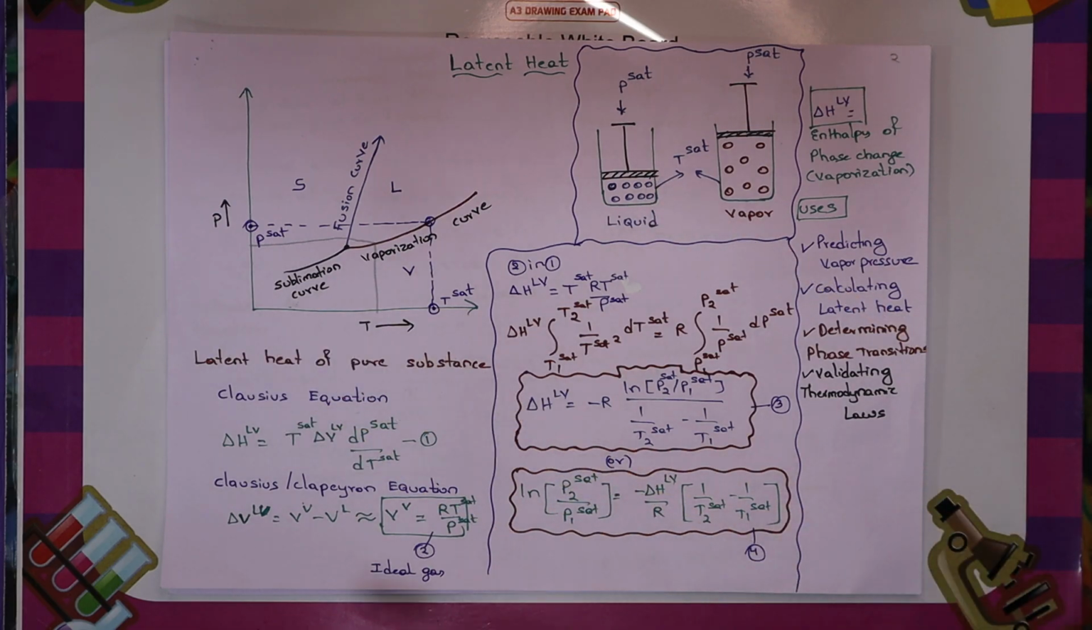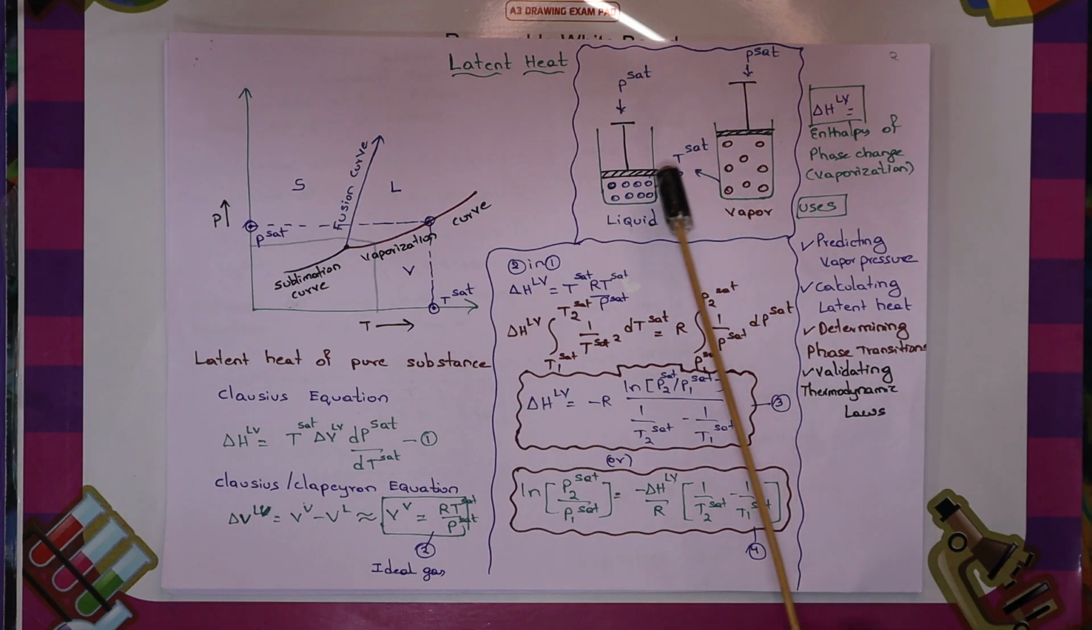So, latent heat of a pure substance. Clausius came up with this equation. If you want to find the enthalpy change from the liquid state to the vapor state, or the vapor state to the liquid state, you should know the following equation.